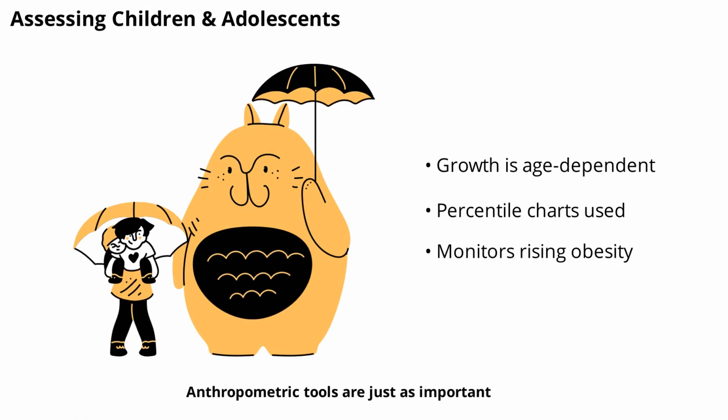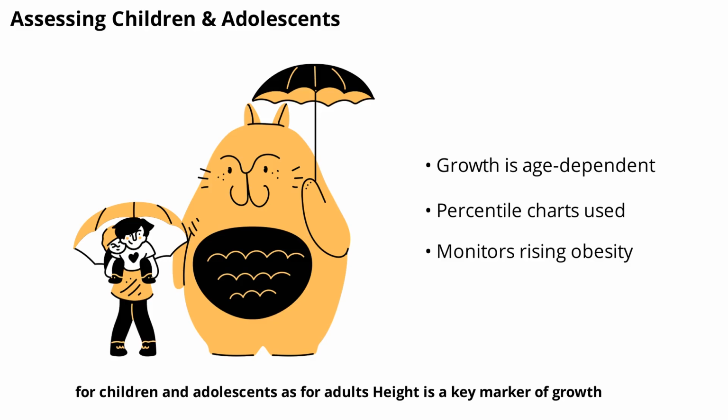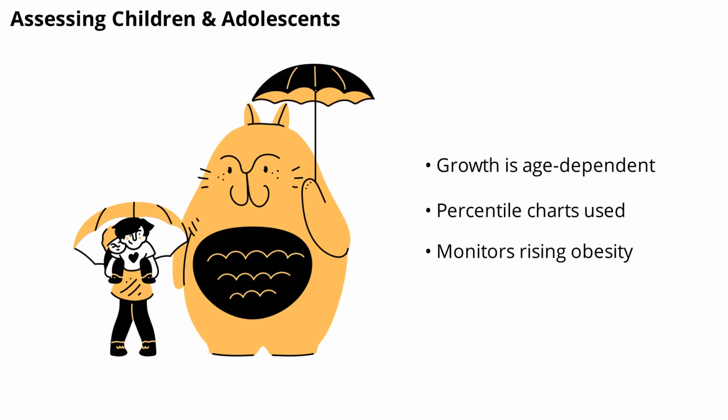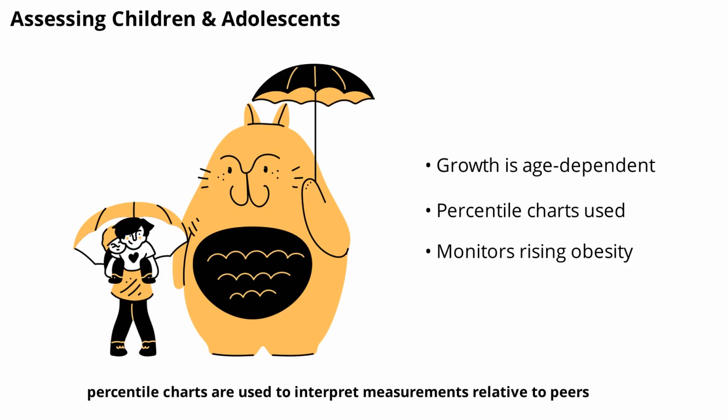Anthropometric tools are just as important for children and adolescents as for adults. Height is a key marker of growth, while weight status must be monitored due to rising obesity rates in youth. However, fixed cutoffs can't be used for this age group because growth is highly age and gender dependent. Instead, percentile charts are used to interpret measurements relative to peers.